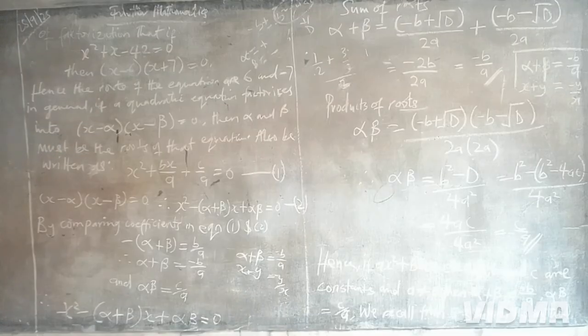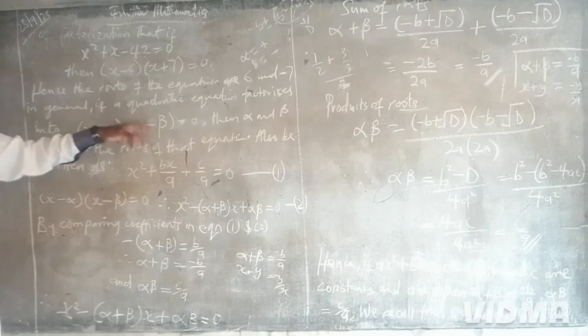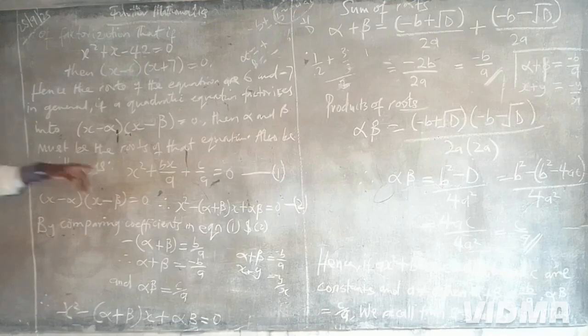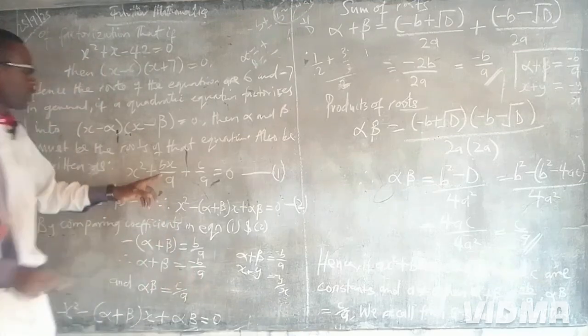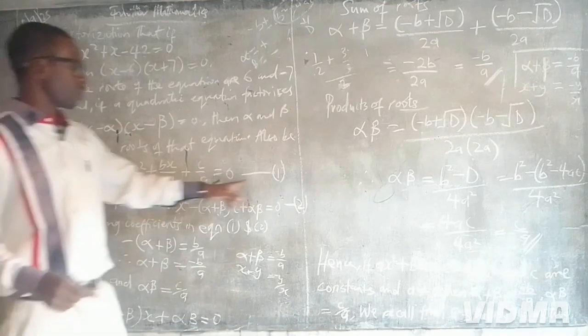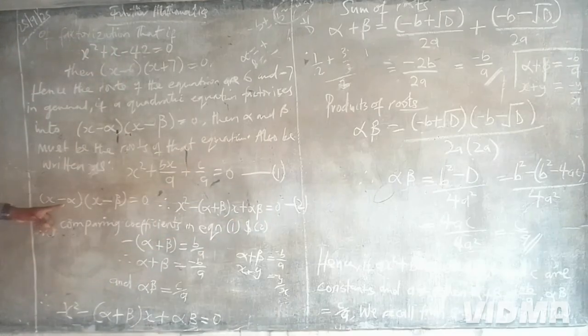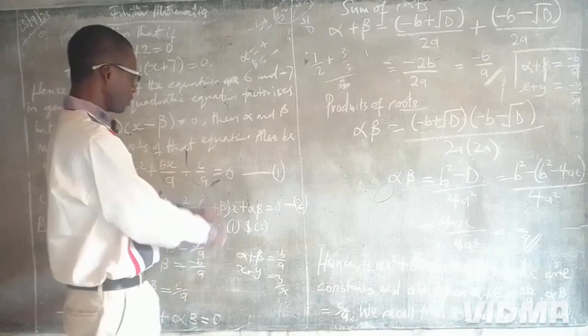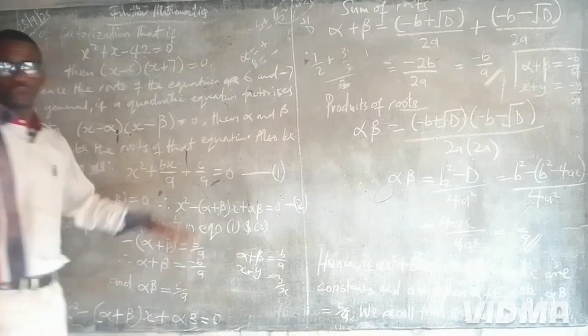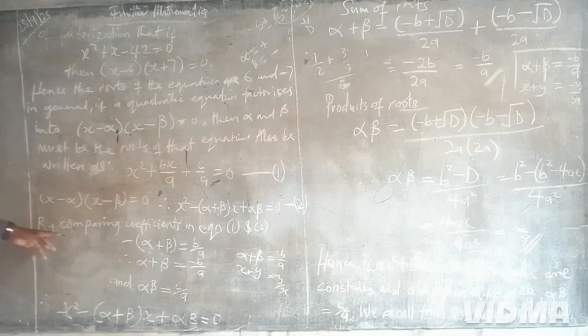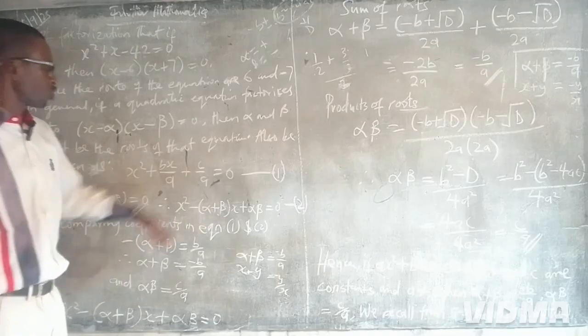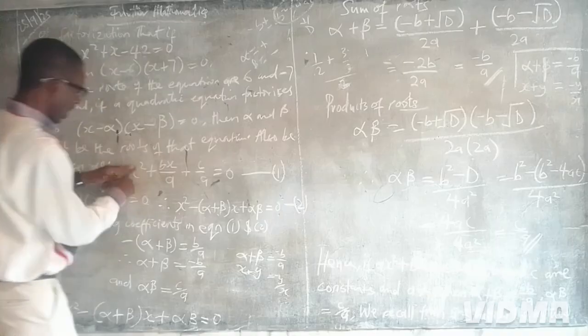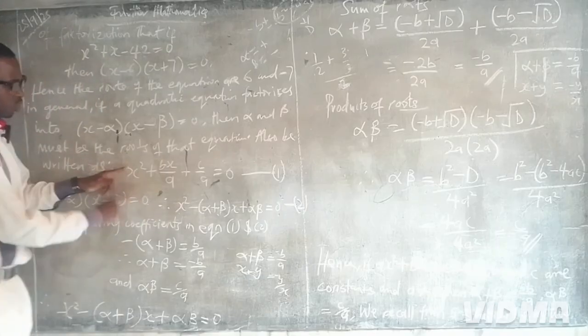If a quadratic equation factorizes into x minus alpha, x minus beta equals 0, then alpha and beta must be the roots of the equation, also written as x squared plus bx over a plus c over a equals 0. That is equation 1. x minus alpha, x minus beta equals 0, which expands to x squared minus (alpha plus beta)x plus alpha beta equals 0. That's equation 2. By comparing the coefficients in equations 1 and 2, these coefficients go together, so they are the same thing.